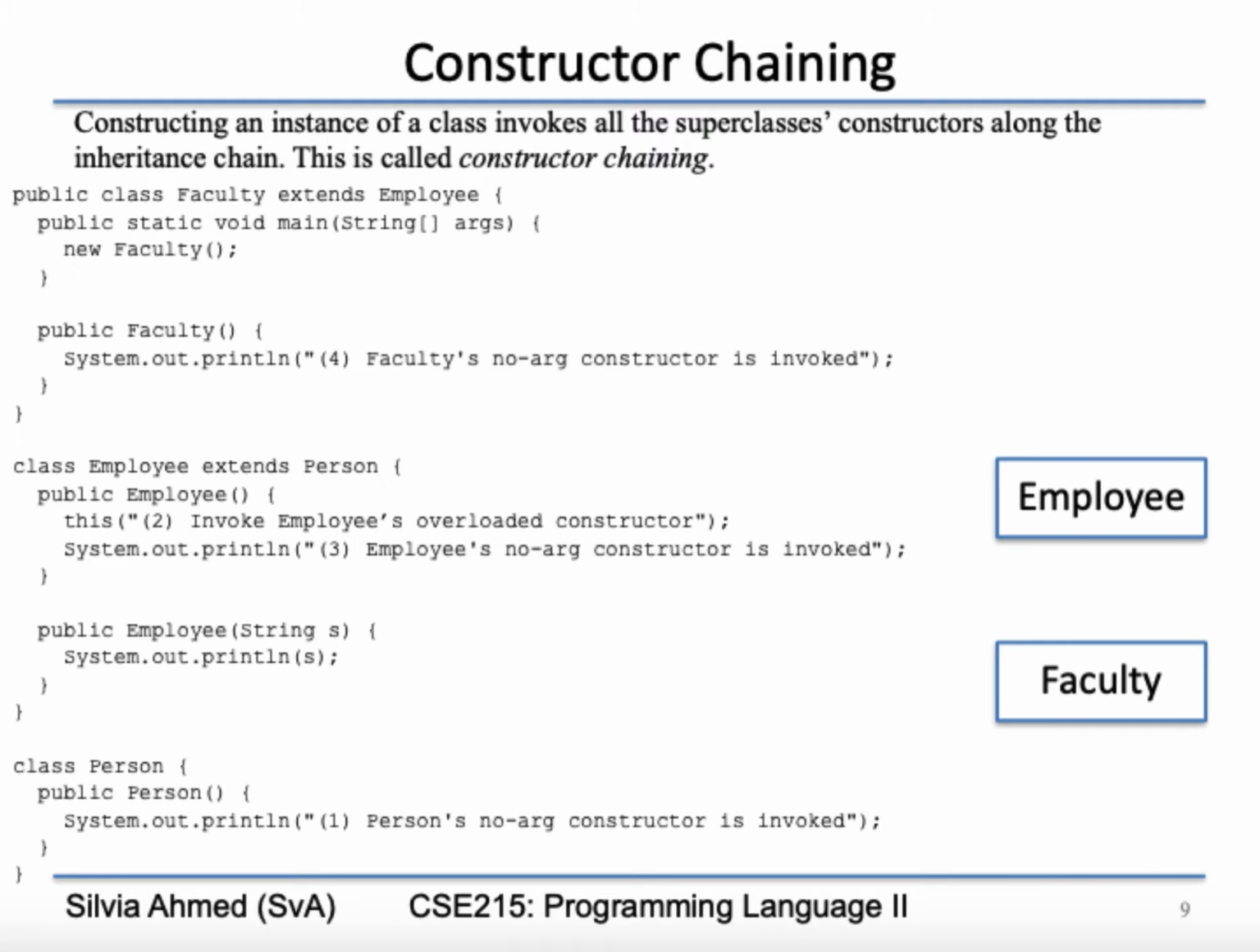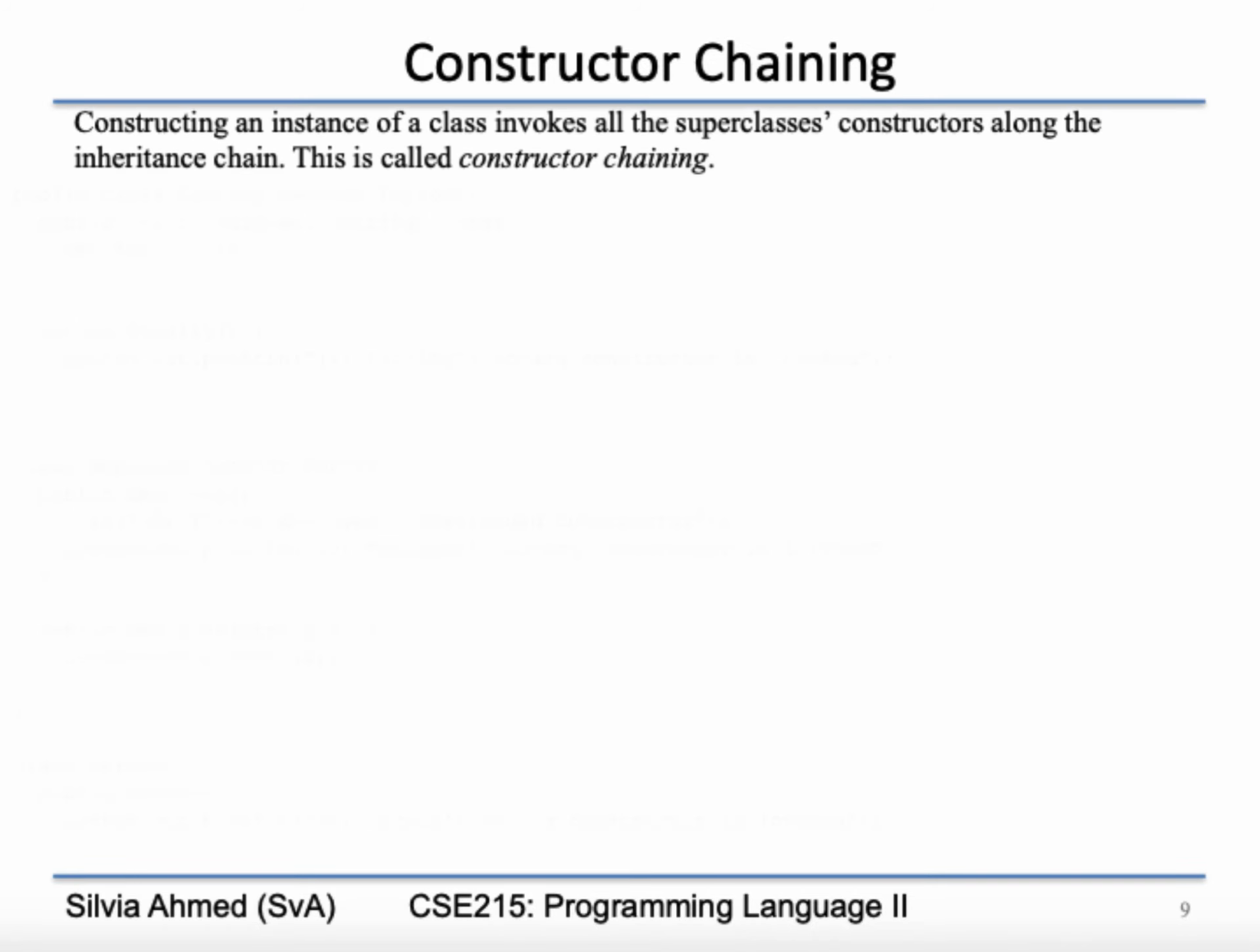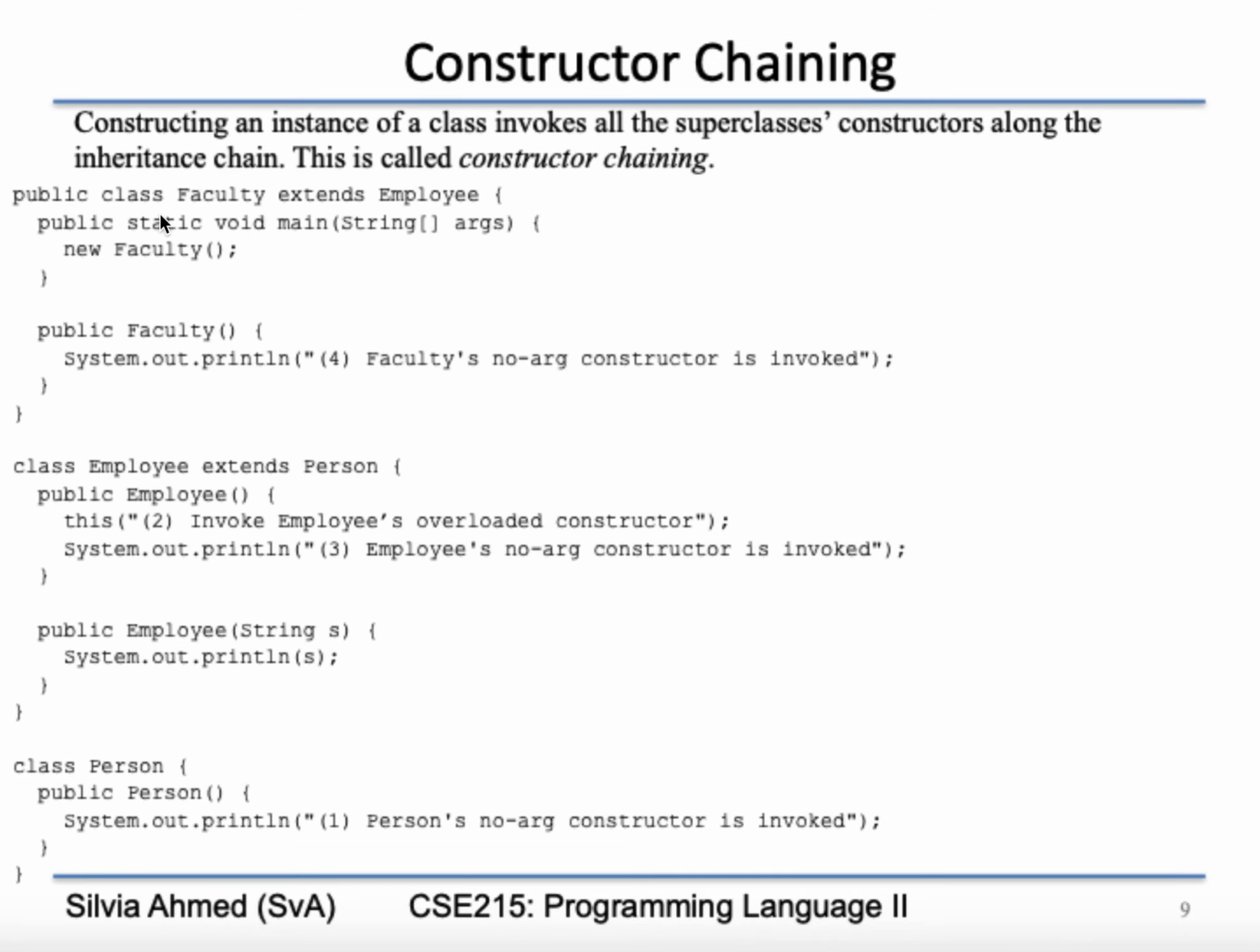So here we have a code example. Public class Faculty extends Employee. It has the main method. It has a Faculty no-argument constructor. Then another class, Employee extends Person, where we have two constructors. One is the Employee no-argument constructor. Another one is Employee which takes a string as input. Then we have another class, Person, which does not extend anything.